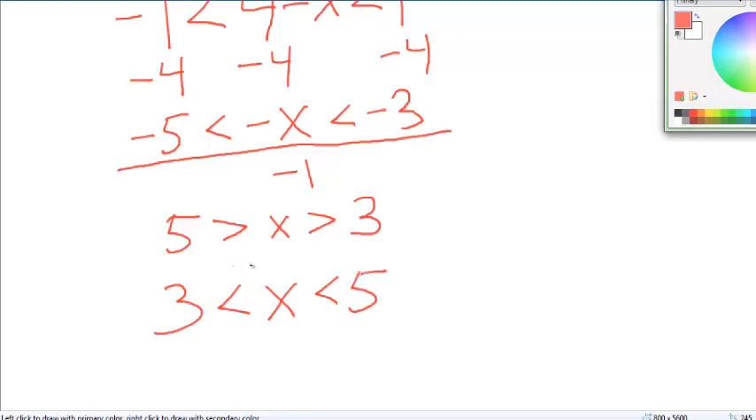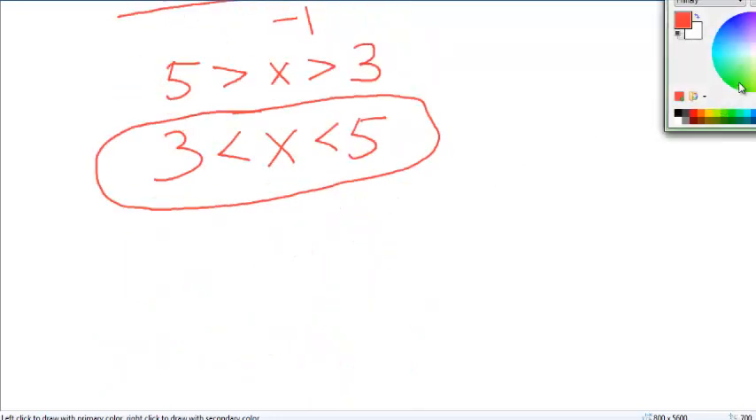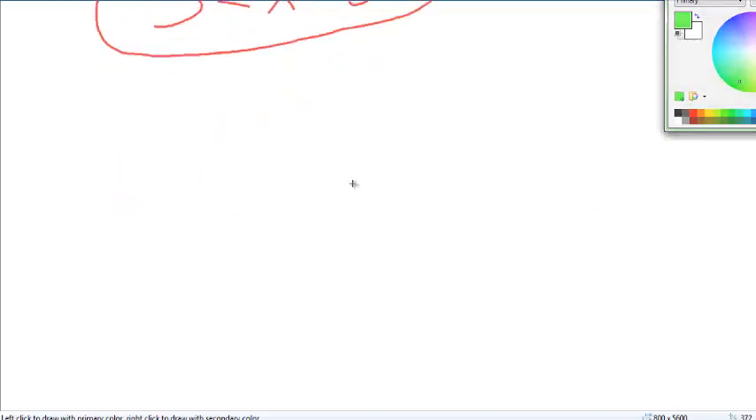Simply because we're used to seeing the smallest number on the left and the largest on the right. 3 going up to 5 as opposed to 5 going down to 3. So 3 is less than x is less than 5. And there we have it. Now the weird thing comes here. What if we have this problem?